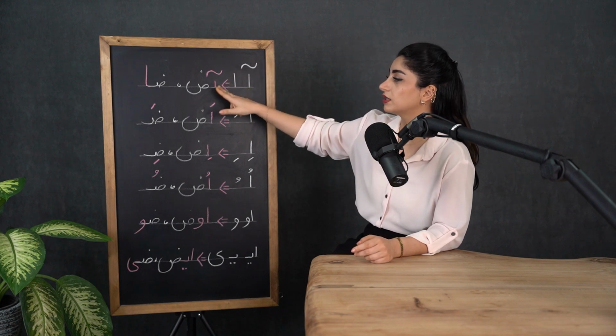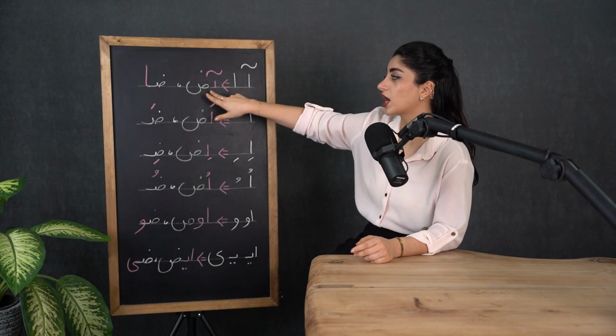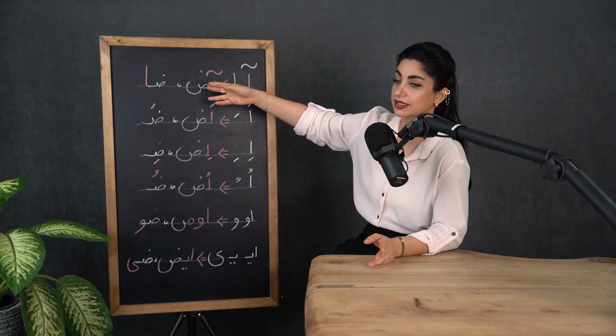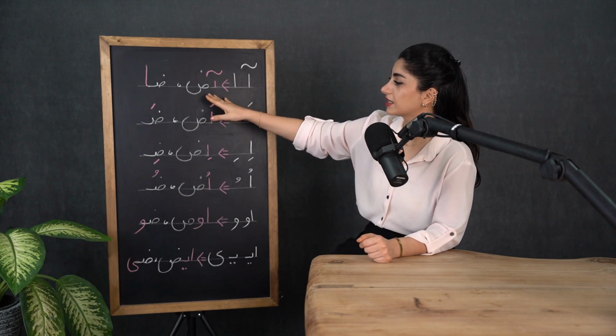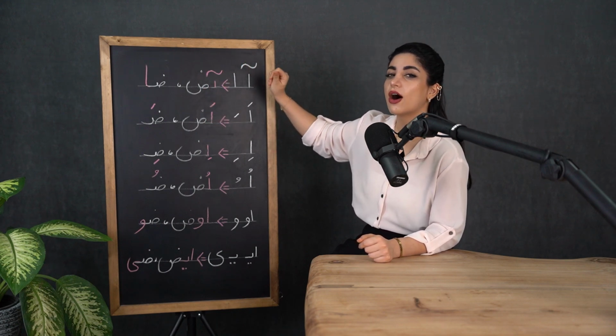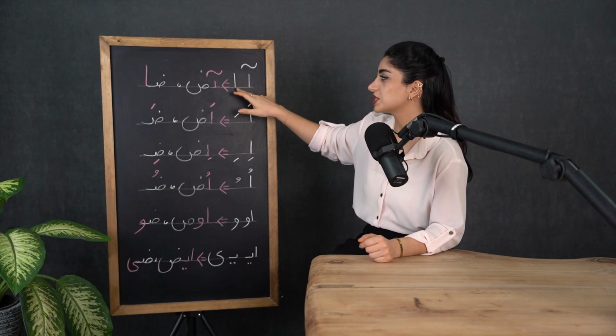This one comes here, sounds A. This one, we know Z. So A, Z. Together, Az. How about this one?